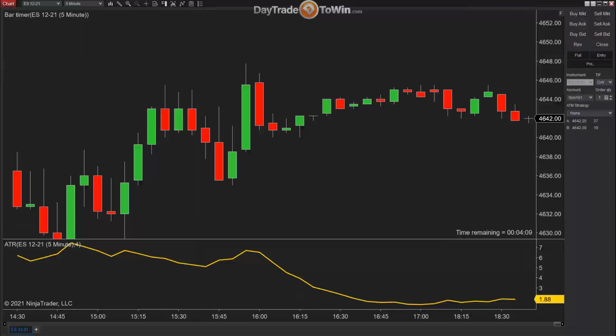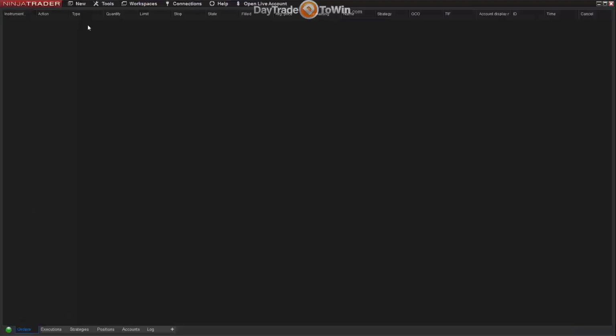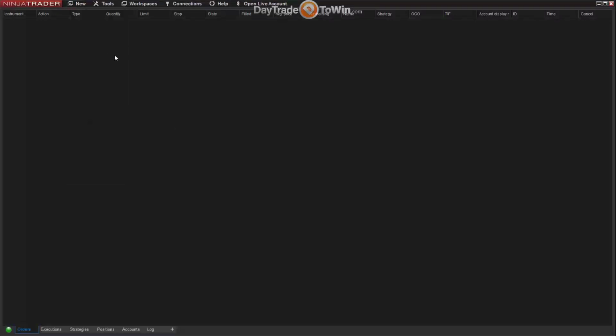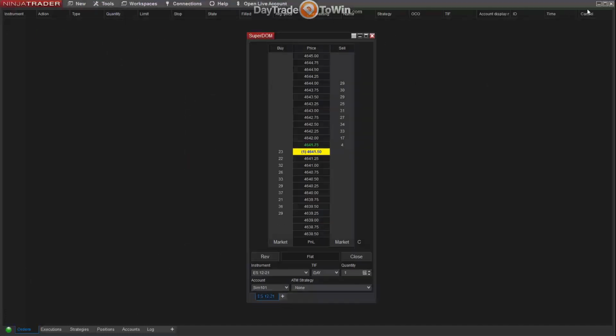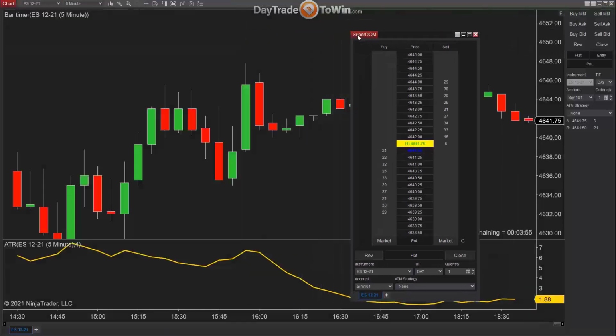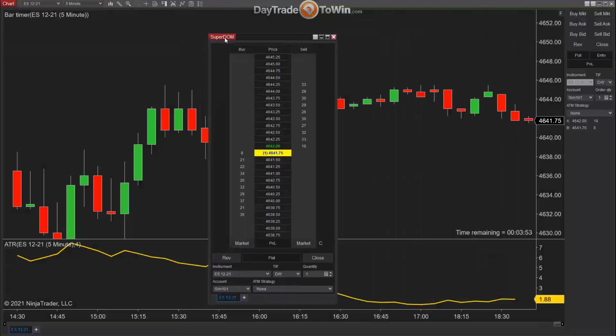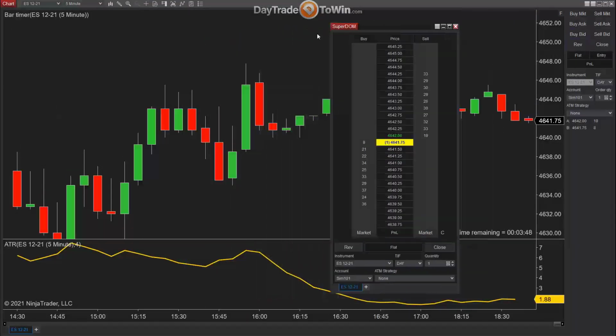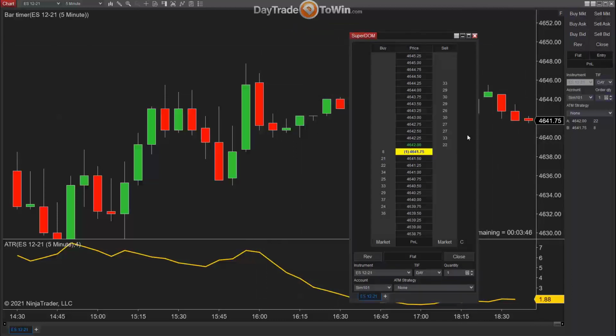There is a more advanced way to place orders, and that is something called a Superdome. So if you go to New and go to Superdome Dynamic, the static is a different story. For now, just focus on the dynamic. You will have a Superdome window. And this Superdome window, I think of it as a remote controller for interacting with the market, for placing orders. So this is a more complex version of the Chart Trader, I feel. You can do a few more things with it.